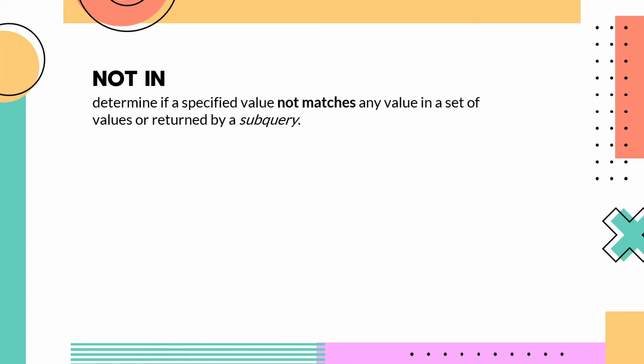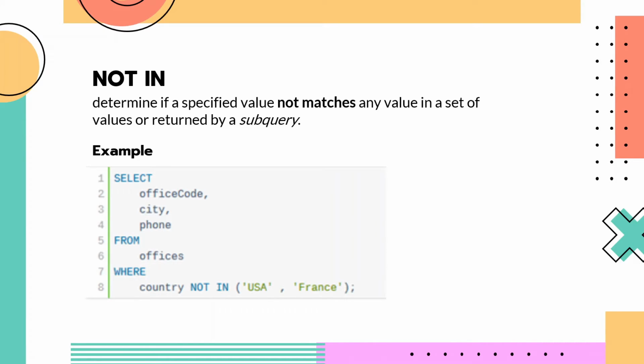Otherwise, the NOT IN operator allows us to determine if a specified value does not match any value in a set of values or returned by a subquery. The following shows an example using the NOT IN operator. Select officeCode, city, phone from offices where country NOT IN ('USA', 'France'). So we will select the data if the country is not USA and not France.